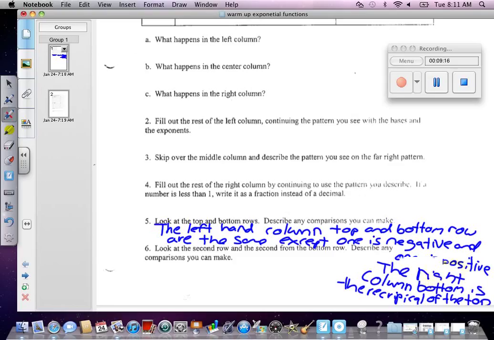Okay, let's look at the second row and the second from the bottom row. Describe any comparisons you can make. What can we make about these? The same kind of thing, right? We could say this exact same thing for number 2. The left-hand column, top and bottom row are the same except one is negative and one is positive. The right column bottom is the reciprocal of the top.